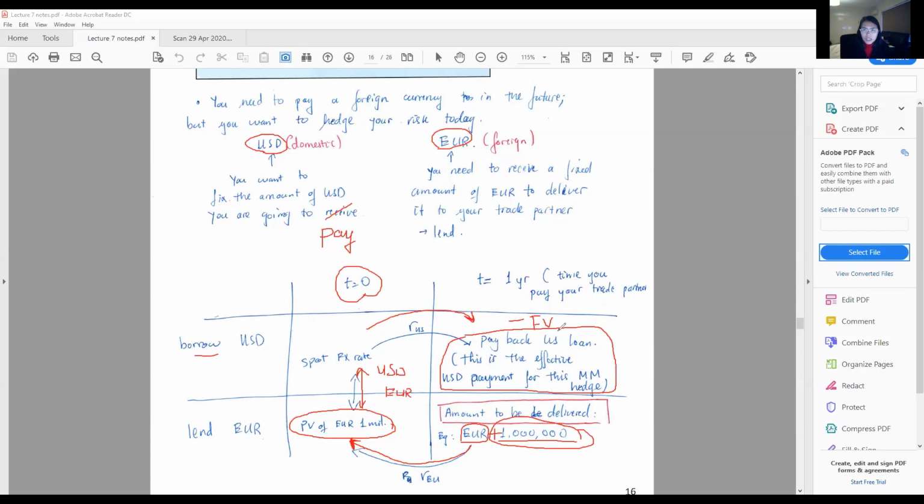In the future, in 1 year's time, I am not exposed to any exchange rate risk, because I'm not dealing with the foreign exchange market anymore. I'm dealing with the money markets here. So in the future, I have no exchange rate risk exposure. I only have one loan in the US and one investment in the euro, so no exchange rate risk here. So the US dollar cost for my payment is effectively the amount I have to pay back for the US loan.